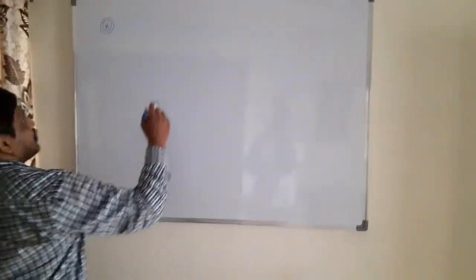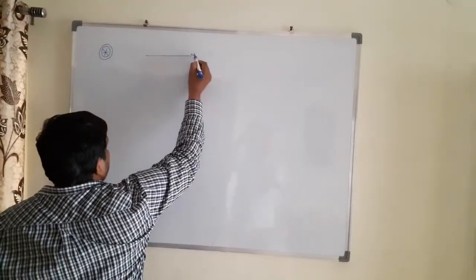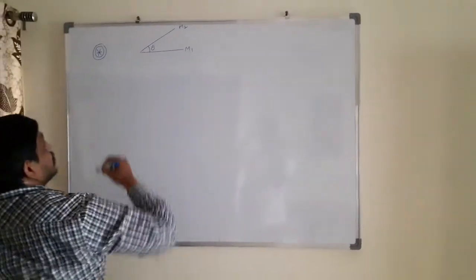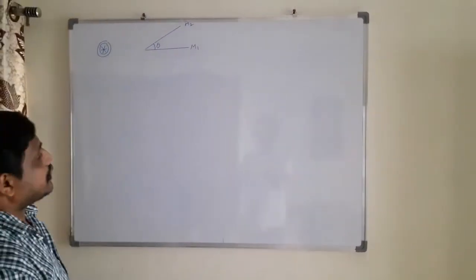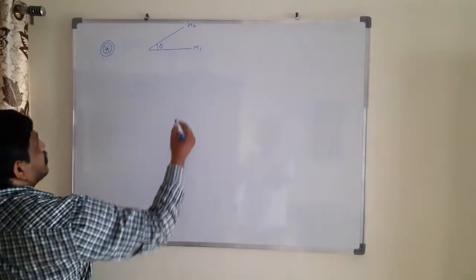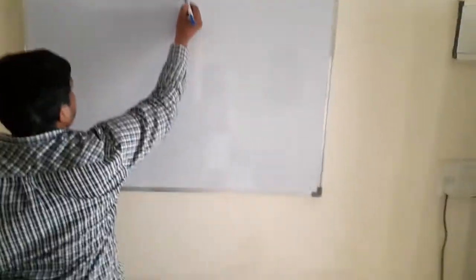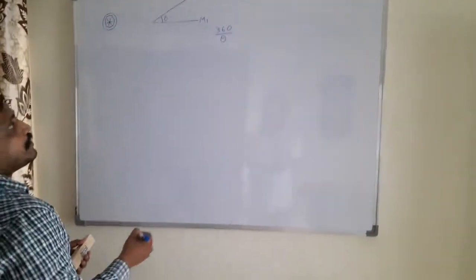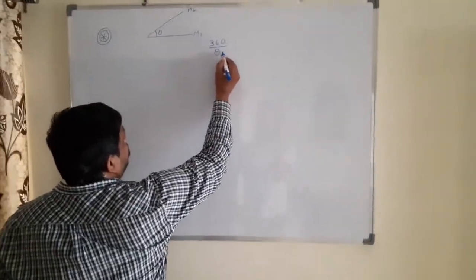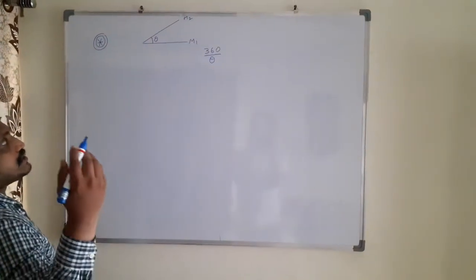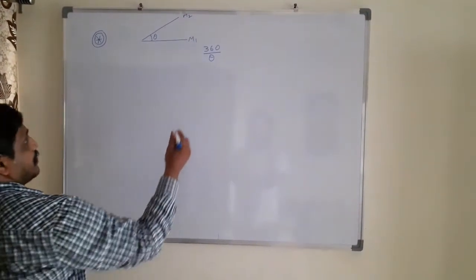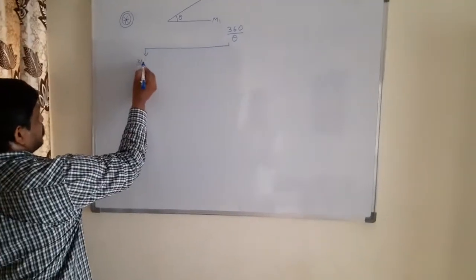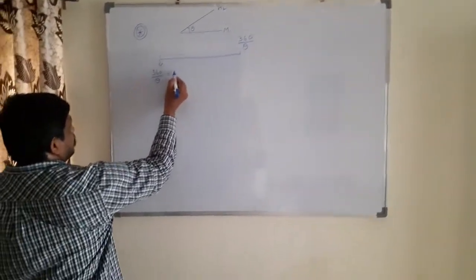Here two mirrors. This is the first mirror M1, this is the second mirror M2. Both make an angle theta. With the two mirrors arranged in this way, first determine 360 by theta, where theta is the angle between the two mirrors. For example, theta value 60 degrees. 360 by 60 is equal to 6. That means it is even. That means 360 by theta is an even number.